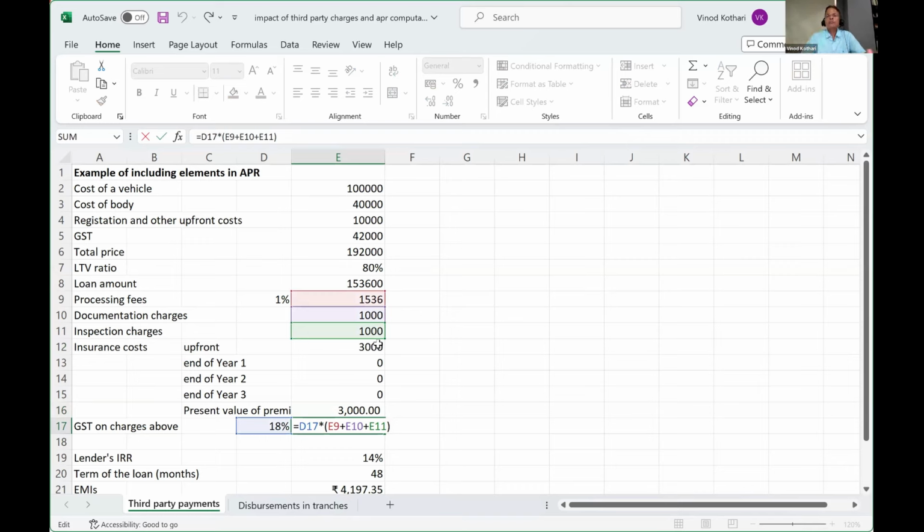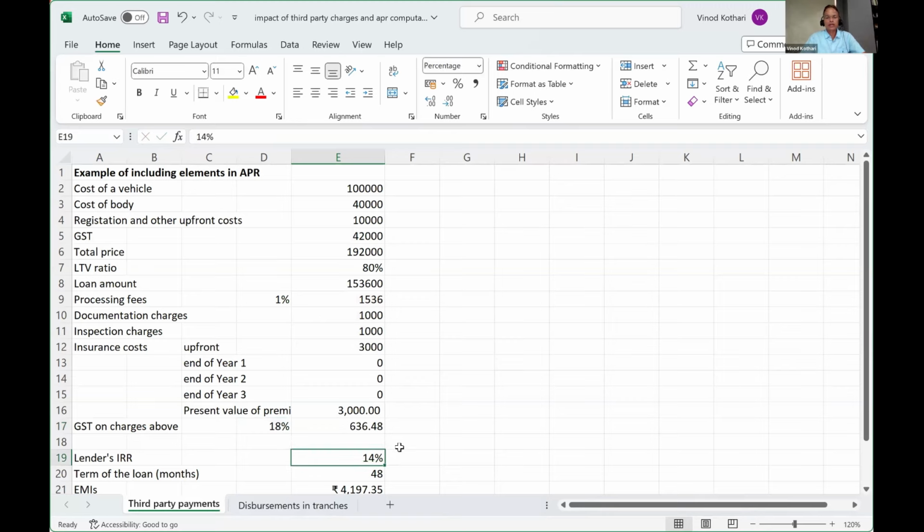Which all? Insurance I have not included, because I guess on insurance you are acting only as an insurance agent. So I don't think you are, what you call, a pure agent when it comes to insurance. So I have not included GST on that, but on the processing fee, documentation charges, inspection charges, I've loaded 18% GST too. So in other words, the borrower will pay the charges and the borrower will pay you 18% GST on these as well.